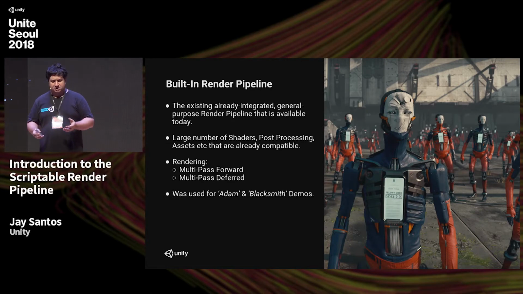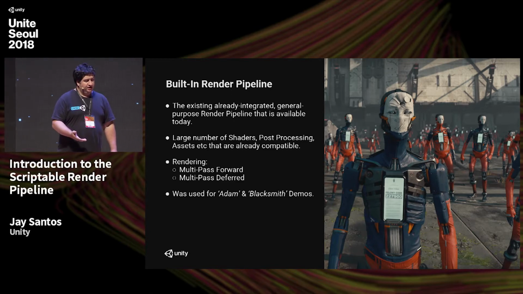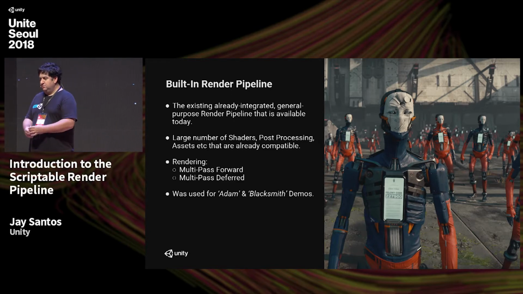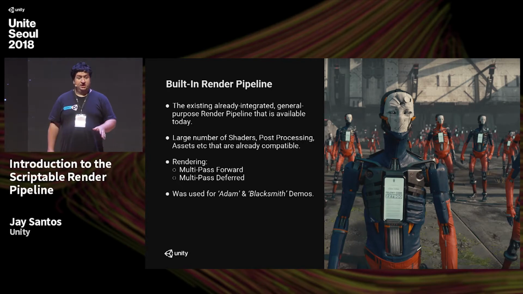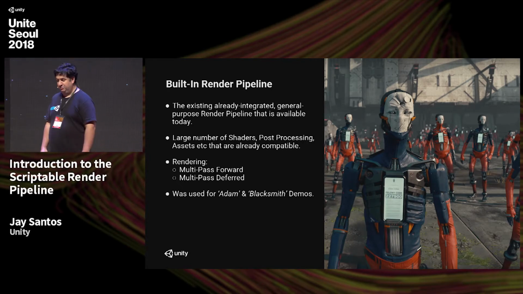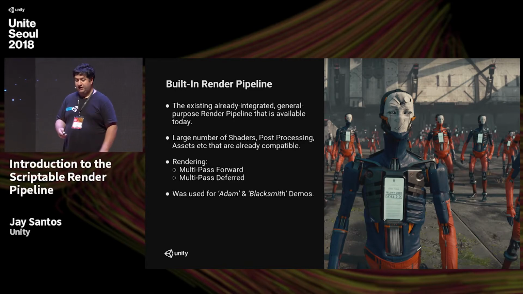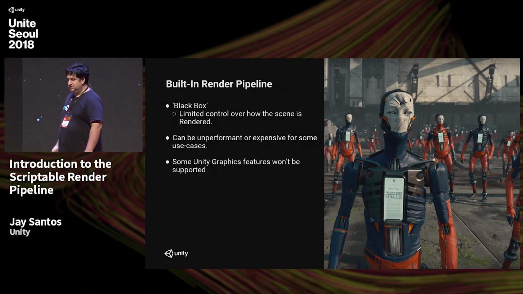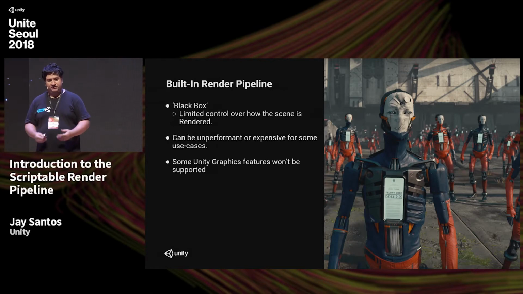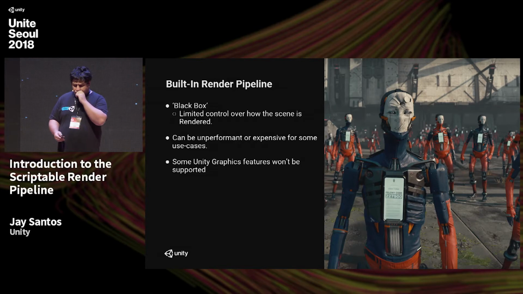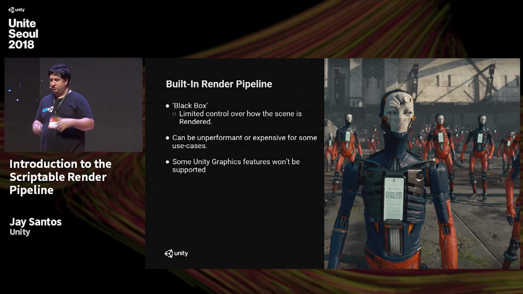You have a lot of options of shaders, of post-processing effects. You have rendering options. This is basically the rendering pipeline that was used for Adam and the blacksmith. Of course, as you may know, this works well, right? It covers a lot of cases, but it has downsides. This pipeline is a black box, right? It is not very clear what happens in it unless you are a very, very advanced Unity user, right?